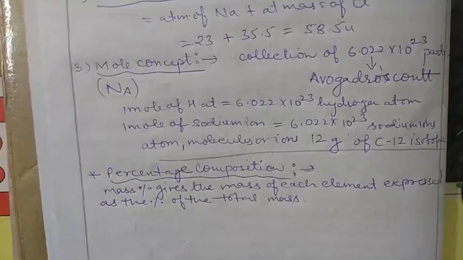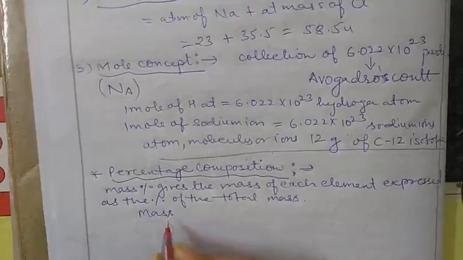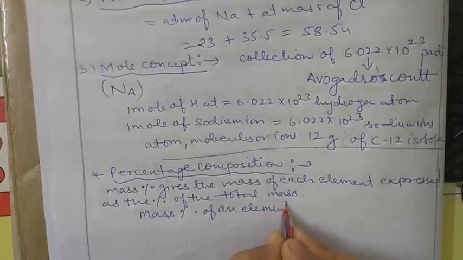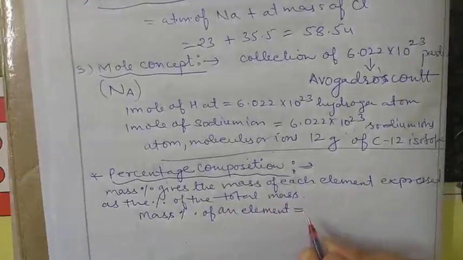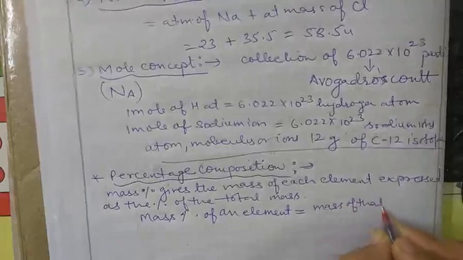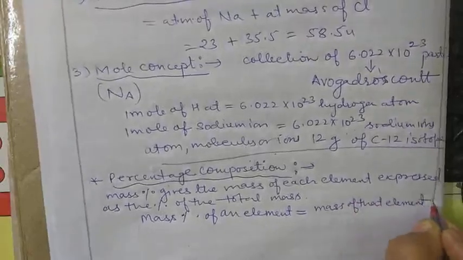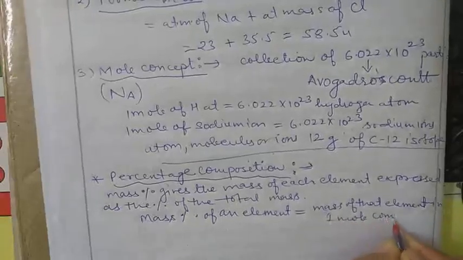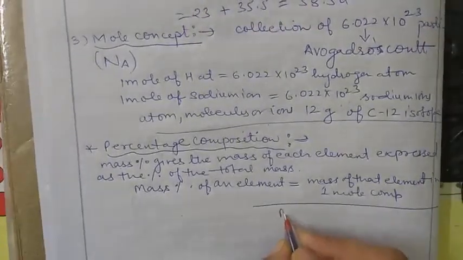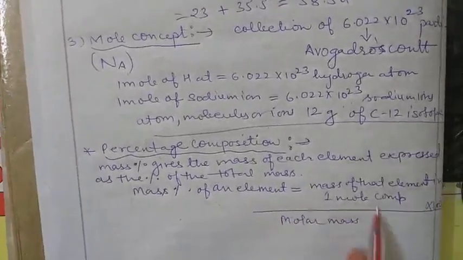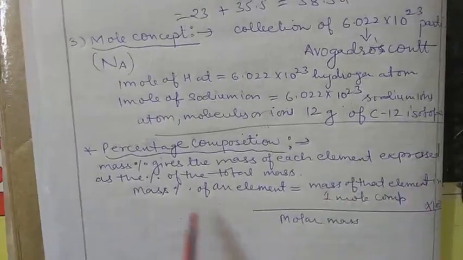Okay, so there is a formula to find out the mass percentage of an element. That is, the mass of that element in 1 mole of compound, divided by molar mass, and multiply by 100. So this is the formula to calculate the mass percentage.